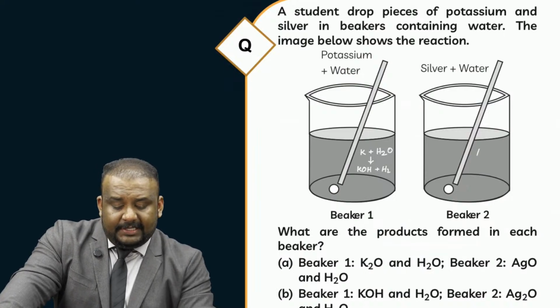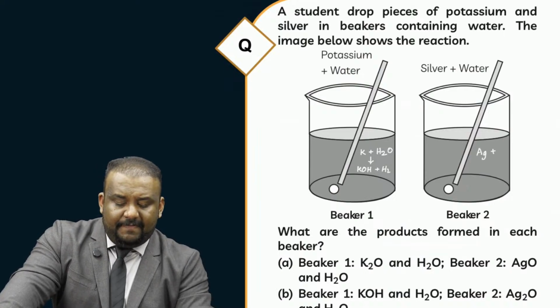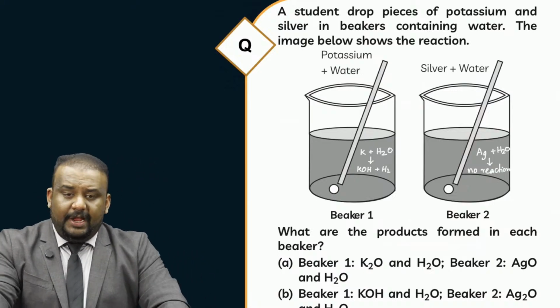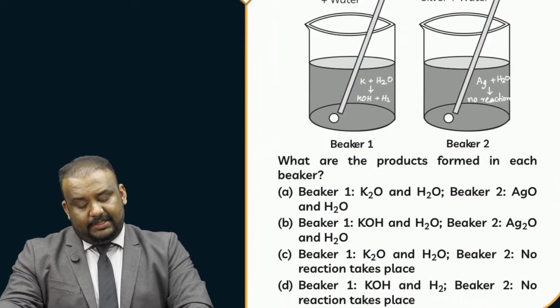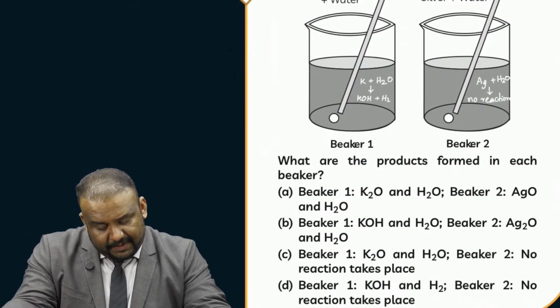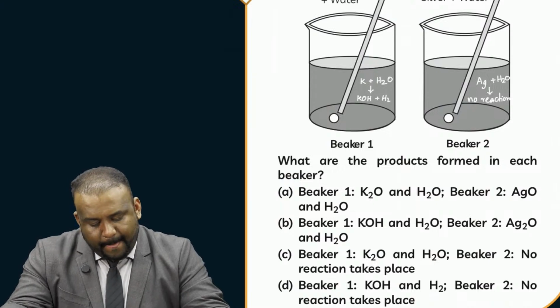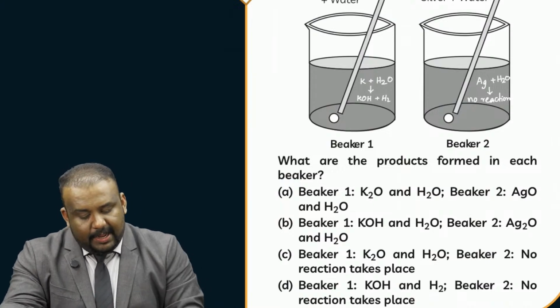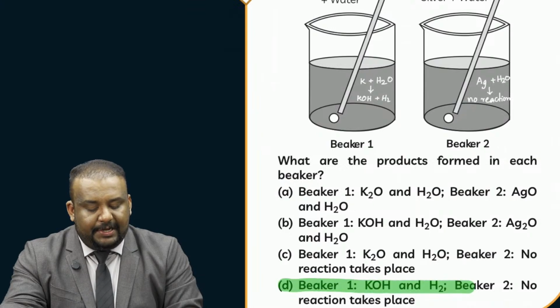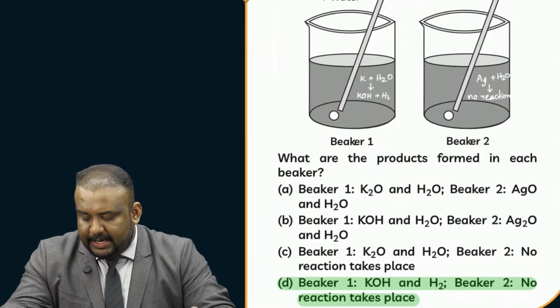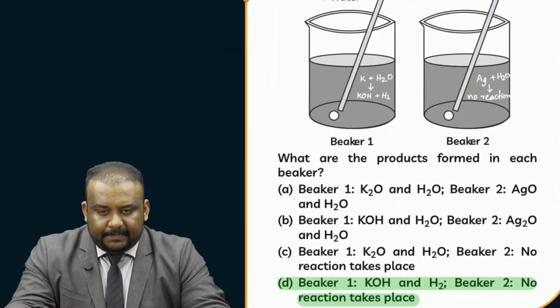And silver is dipped in water. You know that silver is a very less reactive element. So when you dip it in water, there will be no reaction as it is the least reactive element. So out of 4 options, which one will be correct? Yes, option D says beaker 1 has KOH and H2, beaker 2 no reaction takes place. Is it clear?